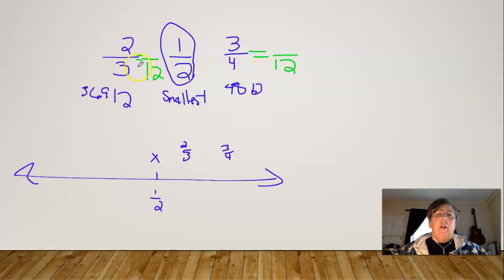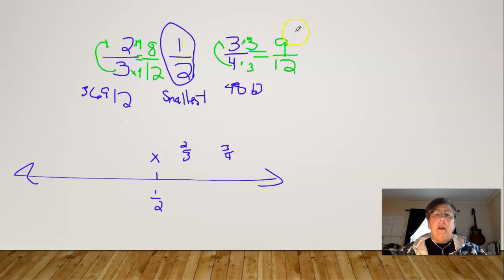So let's see. 3 times what gives me 12? 3 times 4. Whenever I do the bottom, we got to do the top. 2 times 4 is 8. All right, now I got to do this. 4 times what gives me 12? 4 times 3. Whenever I do the bottom, we got to do the top. 3 times 3. Oops, that's a 3. Trying to put the answer in already. 3 times 3 is 9. So look, I got 8 twelfths and I got 9 twelfths.